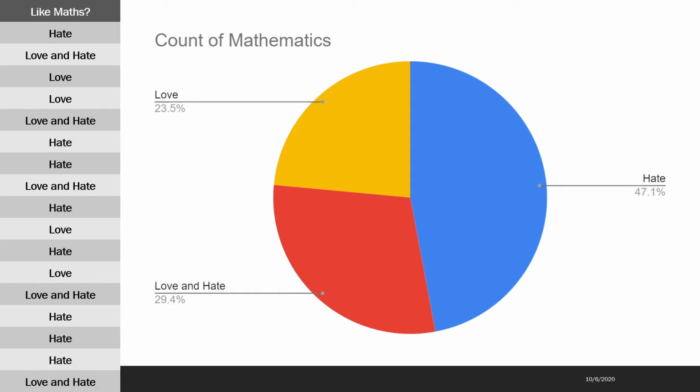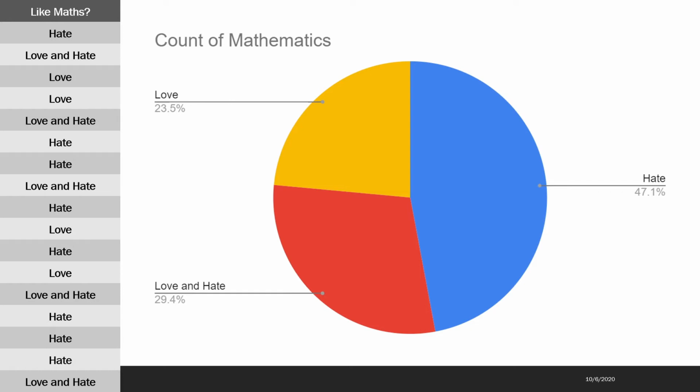Quickly by looking at it, I can say that the majority of the class hates mathematics, and there are some, more than half of the class, who love and hate it, and there is the least number of people who would confidently say I love mathematics. So what I'm saying is a visual representation gives us a better picture. We can make quick inferences on the data we have in hand.